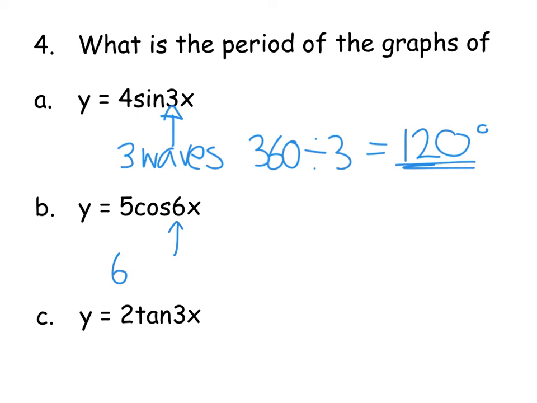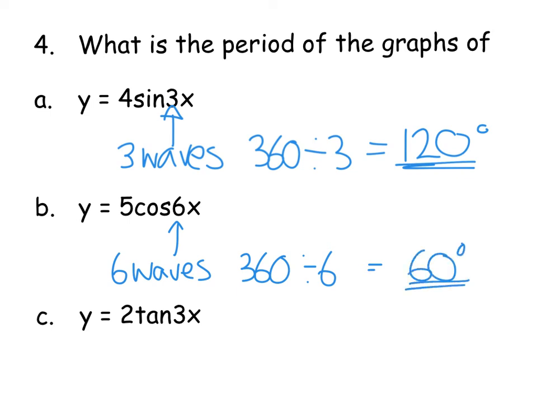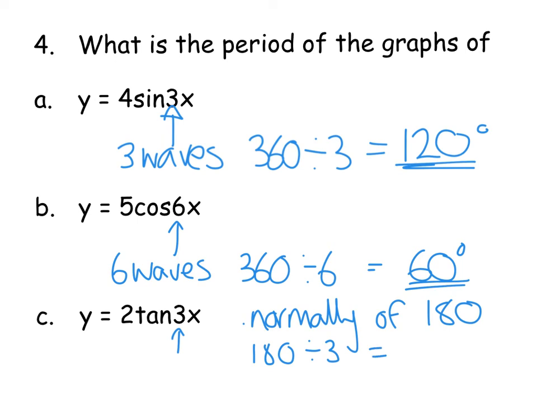This one has 6 waves. So you do 360 divided by 6, which is 60. So that one would repeat every 60 degrees. And then the last one, we're looking at the 3. So tan 3x, now this is a bit tricky. Remember the normal period of your tan graph. The tan graph normally has a period of 180. So in this one, it's not 360 divided by 3, it's 180 divided by 3. So that gives you 60. So that would repeat 3 times within the 0 and 180. Maybe a tan graph is a law unto itself.